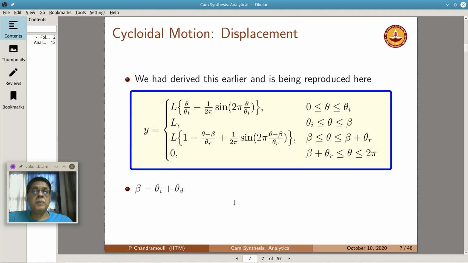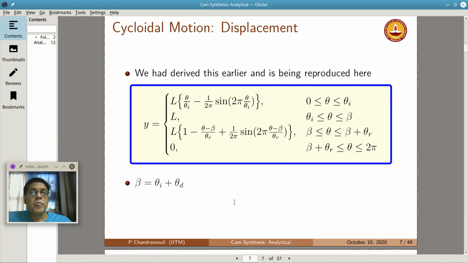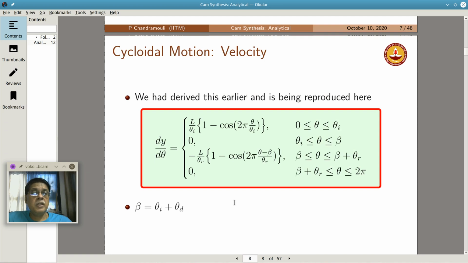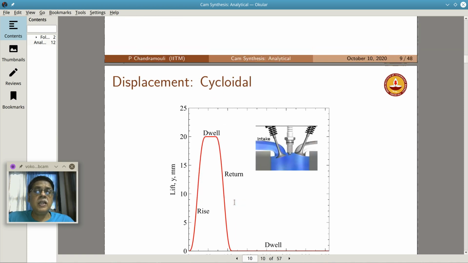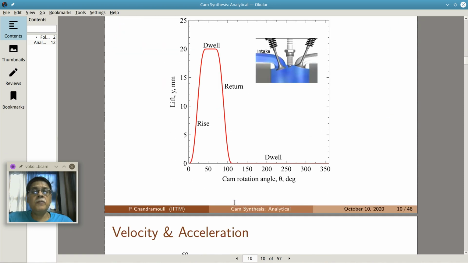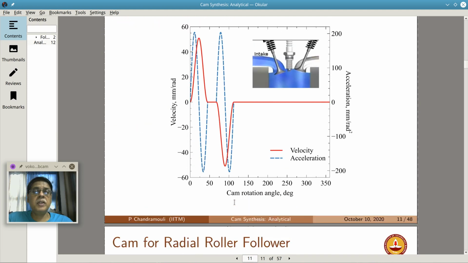Now a similar expression we had derived for the cycloidal profile, and again I am reproducing it here. This is the displacement equation. Similarly, the velocity, when I say velocity, I am really calculating dy by d theta. You simply multiply by omega to get the velocity. Similarly, for acceleration, you take the d square y by d theta square and multiply that by omega square, and you will get the acceleration. These look very similar to the 3 4 5 curve, the velocity and accelerations out here.